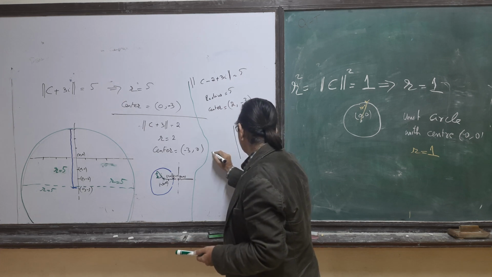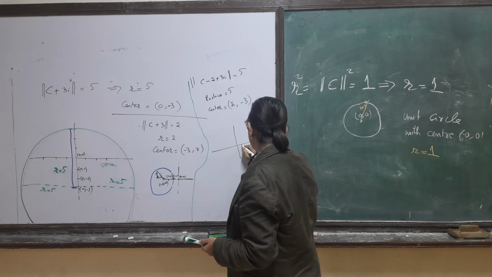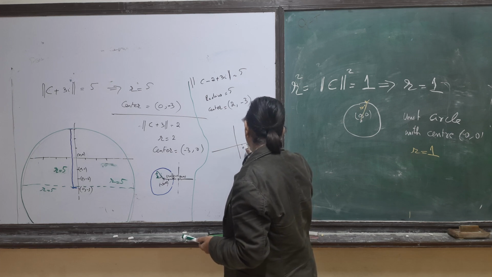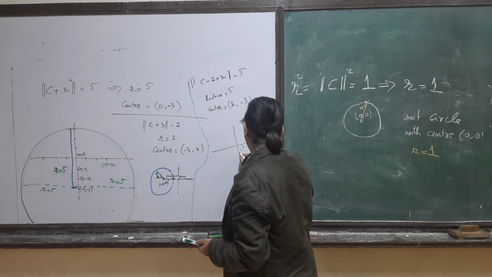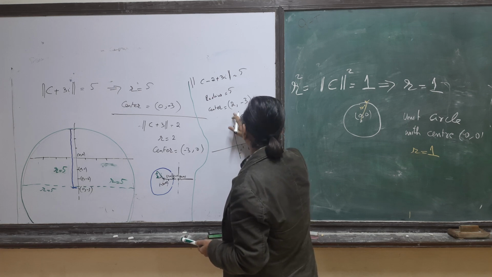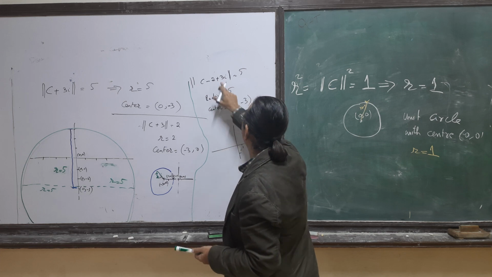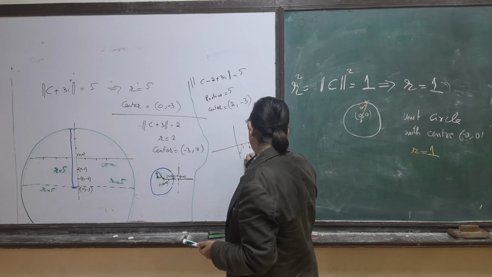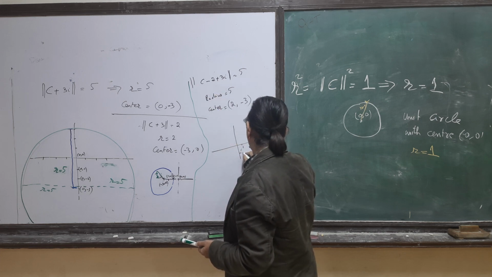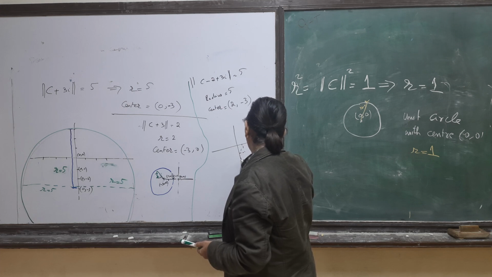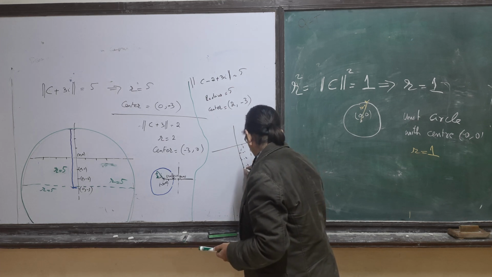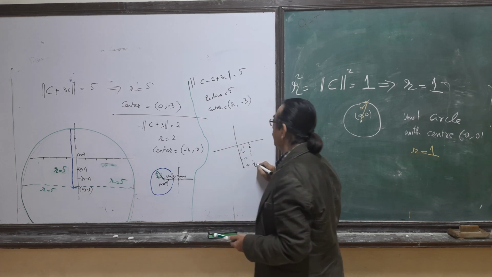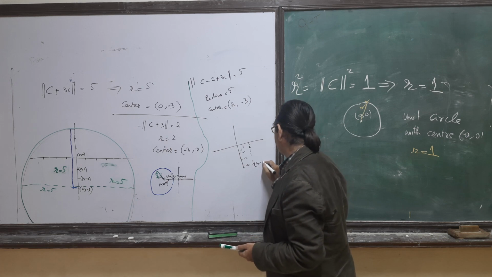So 1 and 2, 2, 3. Okay. Minus 1, minus 2, minus 3. Okay. This will be the center. This will be our central point, 2 minus 3.